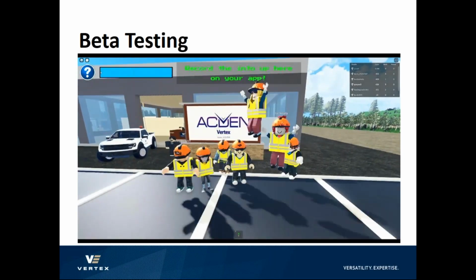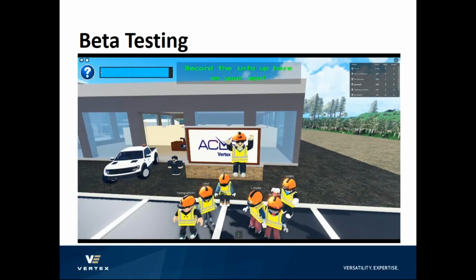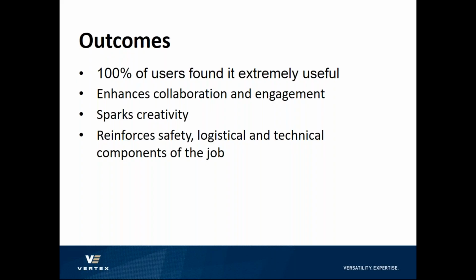Yeah, so for the most part, we've tested it with a university group internally and some other external people, and so far the results have all been positive, and people very much like it, and they're quite engaged. There are a few things that we are going to update, but in the short amount of beta testing that we've done, it showed extremely promising results. So again, some of these outcomes: 100% of users found it extremely useful. It really does enhance collaboration, engagement, sparks a lot of creativity, and a big thing is it reinforces safety, logistical, and technical components of the job.